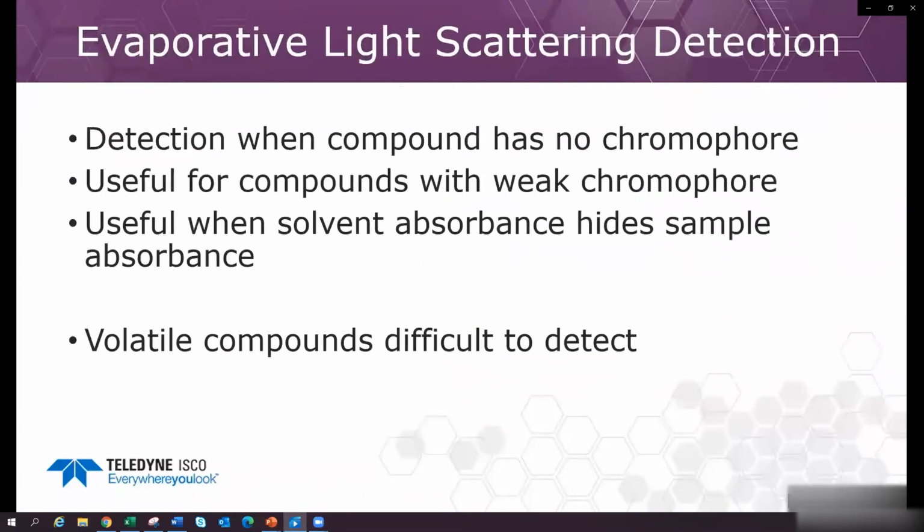Another way to detect eluting compounds is with evaporative light scattering detection, termed ELSD. Compounds with no or weakly absorbing chromophores can be detected. It can be used if the sample and solvent absorbance overlap. A weakness is that volatile compounds can be difficult to detect. Compounds liquid at room temperature are often missed by any ELSD, no matter who makes it.